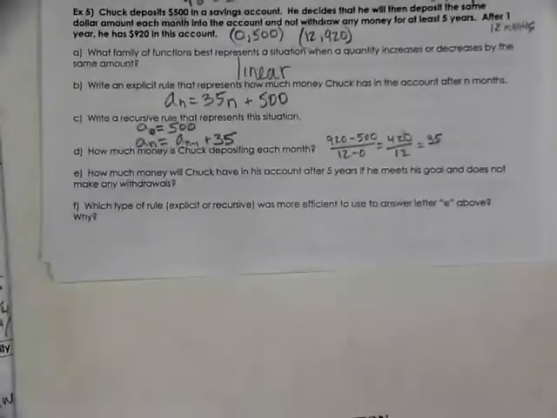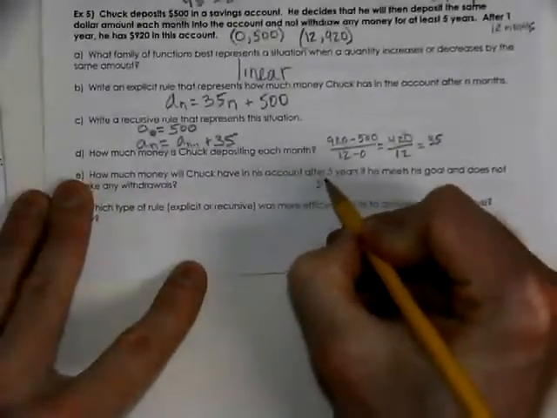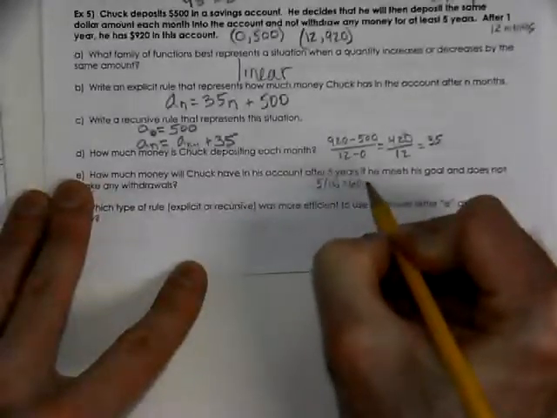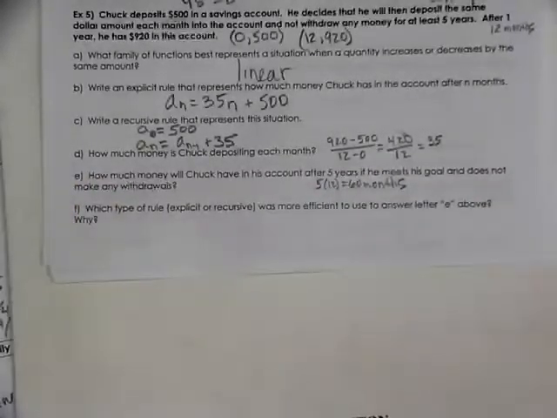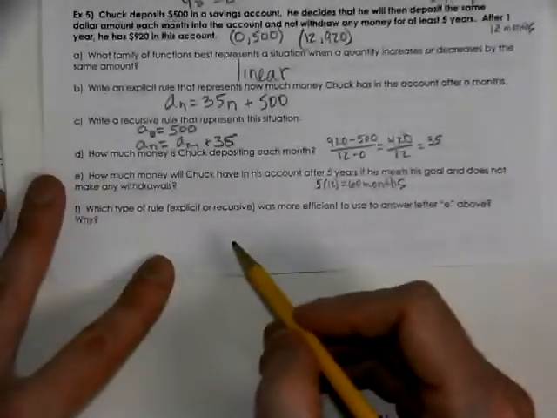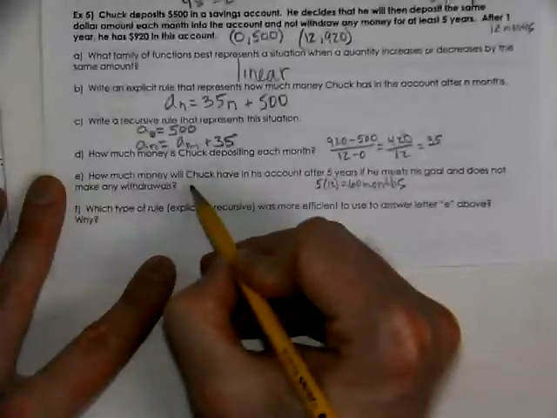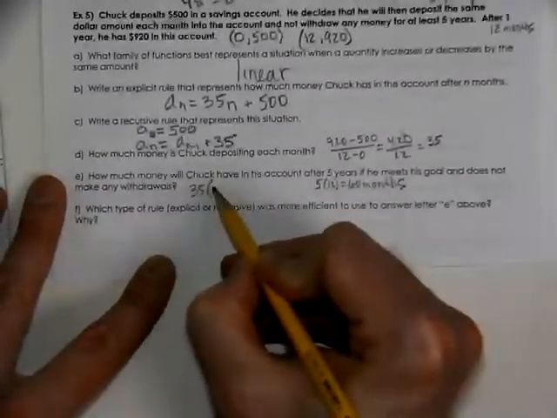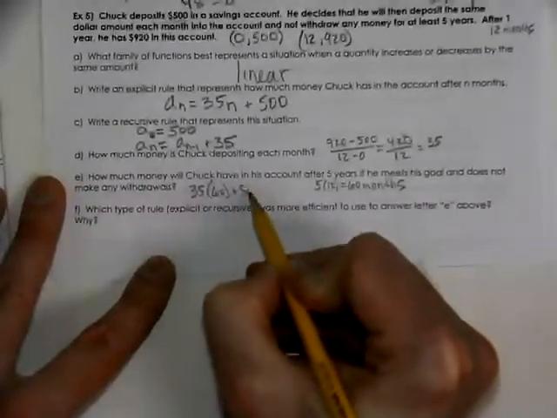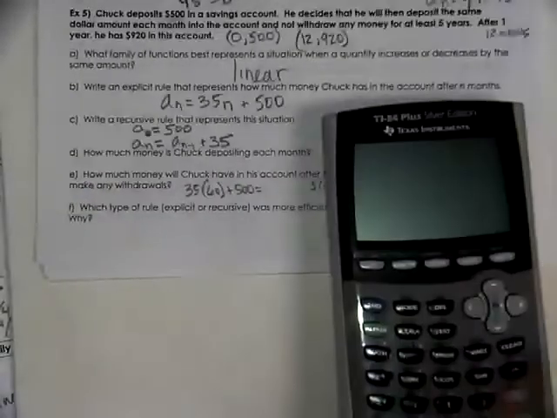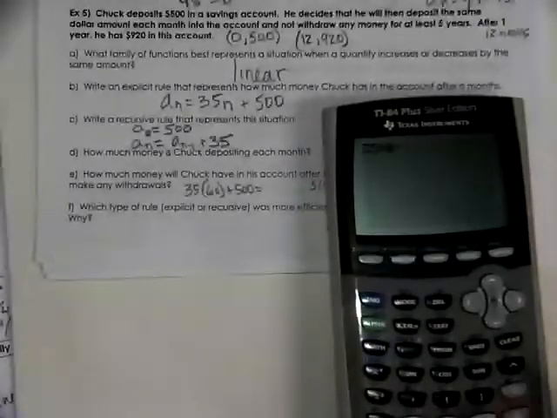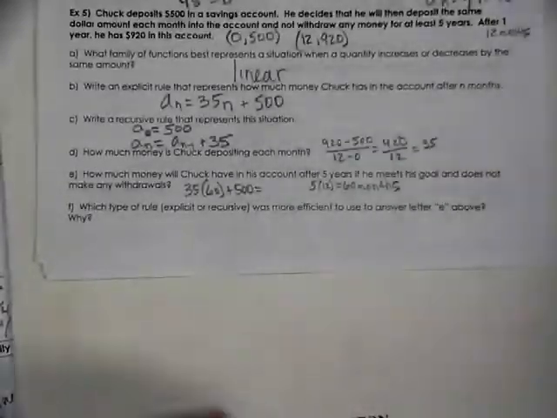How much money will Chuck have after 5 years? So do we plug in a 5 for n? We need to plug in 5 times 12, which is 60 months. Remember, the units are all done by months. So 35 times 60 plus the original 500. $35 times 60 and the original 500 gives us 2,600.